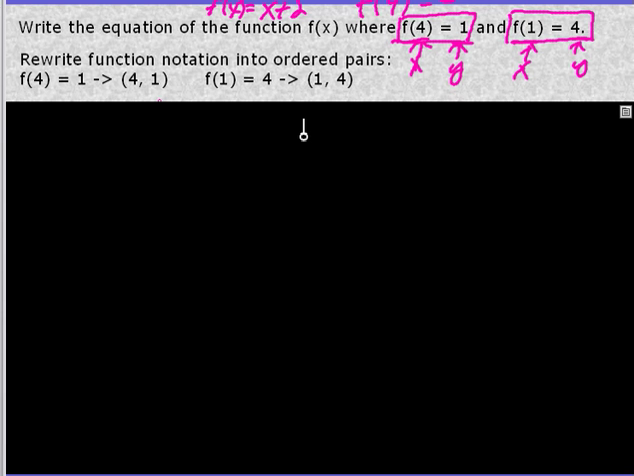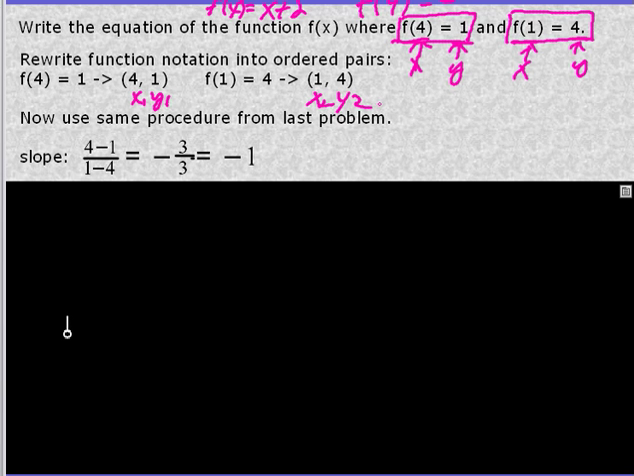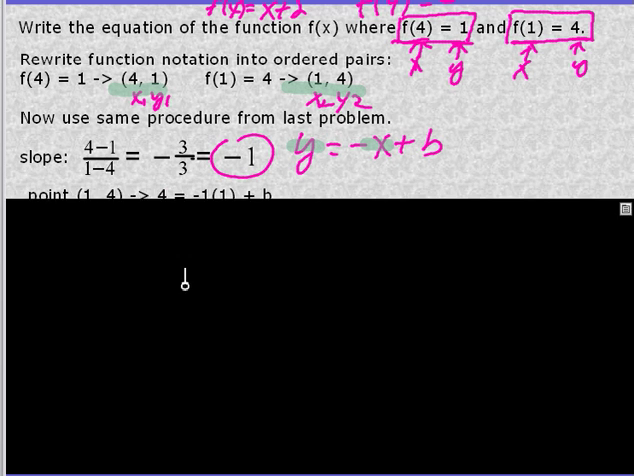And now we use the same procedure that we just did. We're going to find our slope. So x1, y1, x2, y2. So 4 minus 1 over 1 minus 4 gives us -3 over 3, or -1. And now we've got y equals -1x plus b, and we're either going to pick this point or this point to plug in our x and y and solve for b.